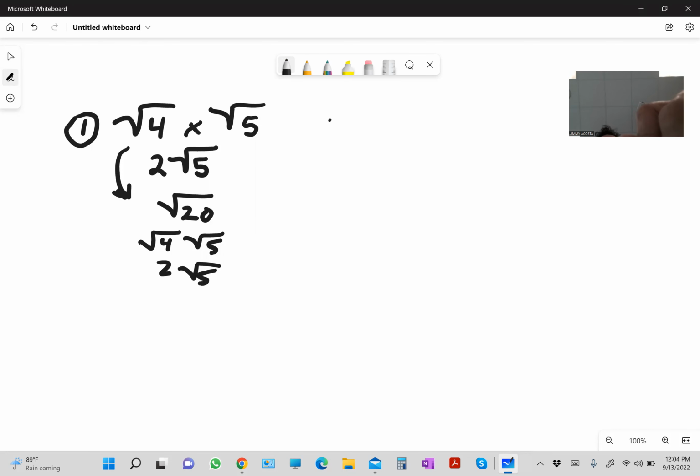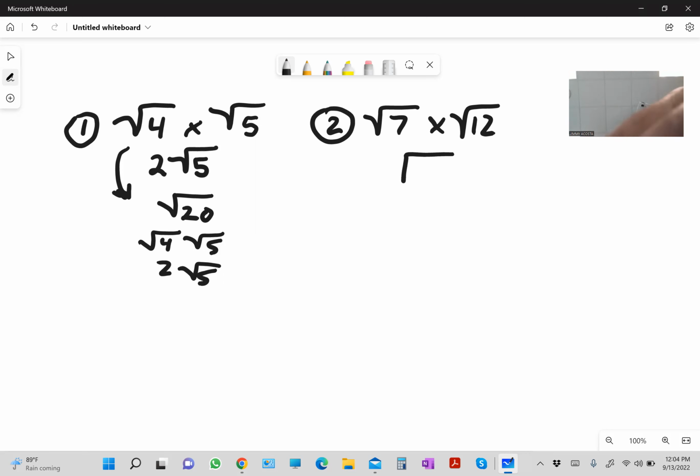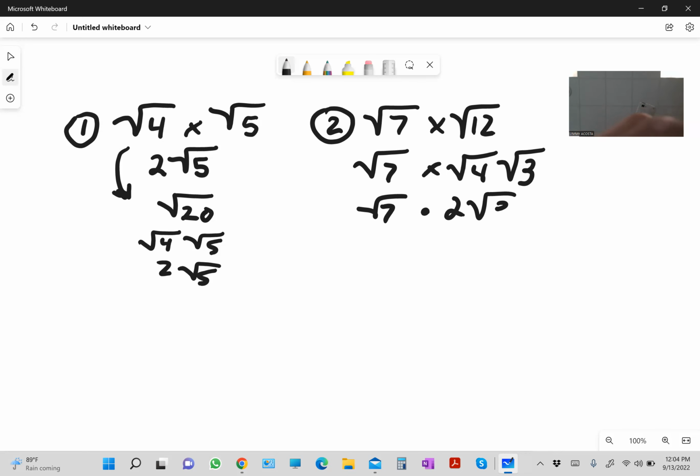Now, number 2, it says square root of 7 times square root of 12. There was tons of people just writing the answer like it's obvious. It's not. For some of you, it might be obvious, but I would have liked to have seen square root of 84. And then you would have broken down square root of 84. Now, the way I did it would be something like this. I look at it, I'm like, okay, I can break this one down to this. And then this is square root of 7 times 2 square root of 3. And so this becomes 2 square root of 21.